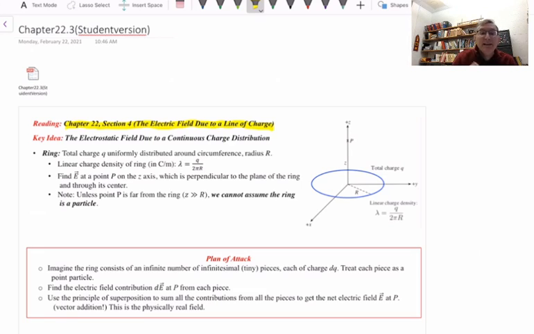But the general idea here, the key idea that this section is introducing us to, is the procedure for calculating the electrostatic field that is caused by what is called a continuous charge distribution. That means charge smeared out over a shape of something that isn't a particle, like this pencil.